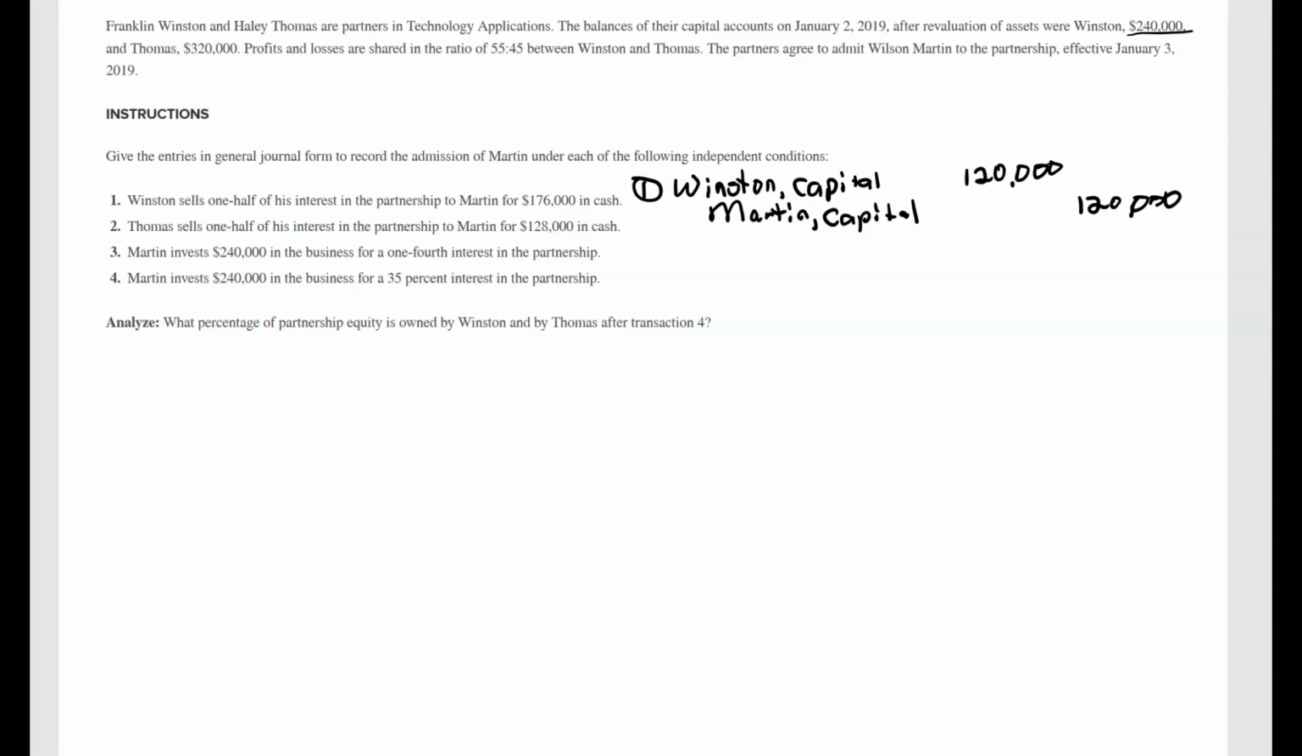I think I have enough room to do number 2 right here also. Okay, this time Thomas sells half of his interest to Martin for $128,000 in cash.